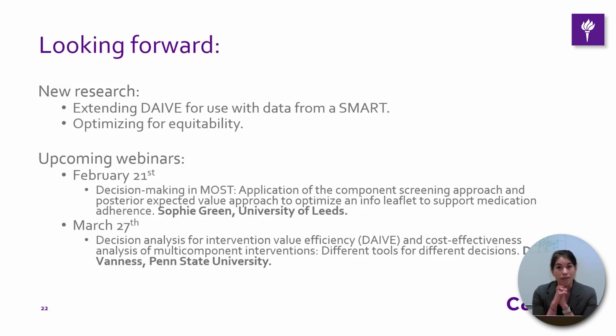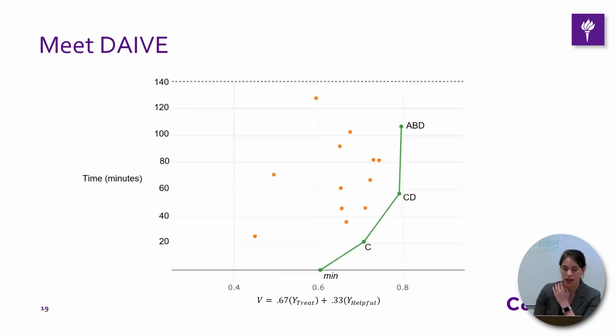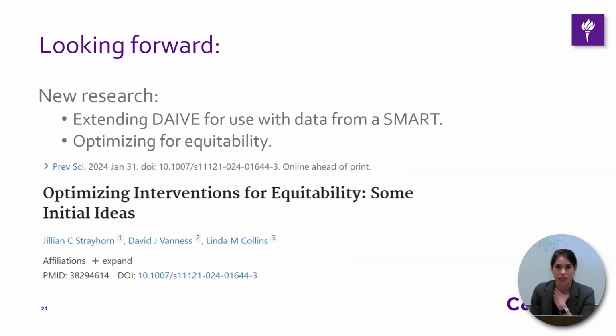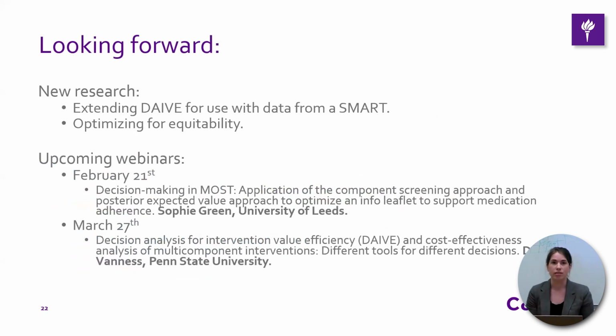And then March 27th, we have a webinar from Dr. David Van Ness, who will be presenting about Dave and cost effectiveness analysis, and introducing these as different tools for different decisions. And this is a really important topic. In my particular example, I used time, but this y-axis could be cost in dollars. And thinking through value efficiency using dollars as a constraint has some really important parallels to the thinking that goes into cost effectiveness analysis. And Dr. Van Ness is an expert on that and will be sharing his perspective.